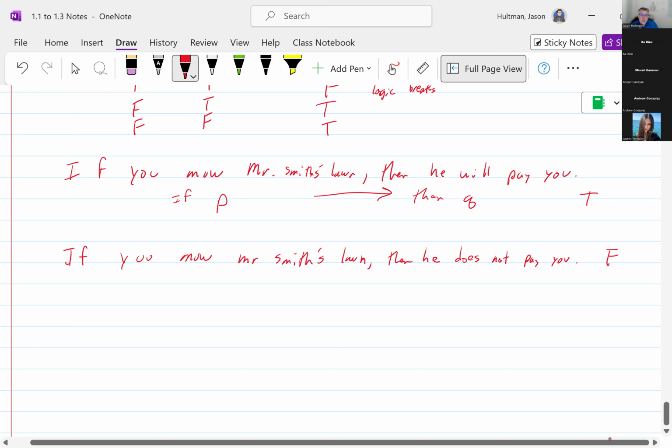If you mow Mr. Smith's lawn and then he will pay you, and we assume that that's true, that's the initial hypothesis and conclusion. Then if you say, if you mow Mr. Smith's lawn and then he does not pay you, that's a false statement. Why? Because we would assume this to be true, and then this to be false, and T implies F is always a false statement.